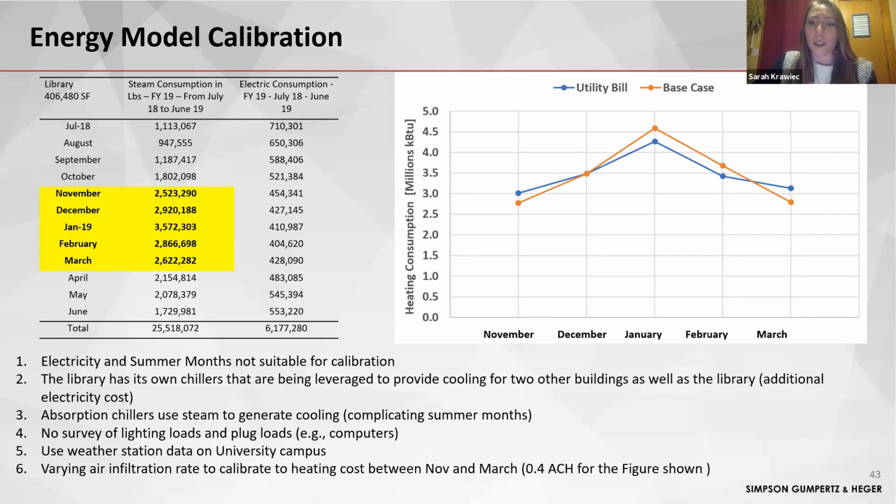Tad, this is for you. Has the new MA Energy, or Mass Energy, stretch code set a carbon emission threshold for existing buildings? And is that something that's influencing your retrofit strategy?